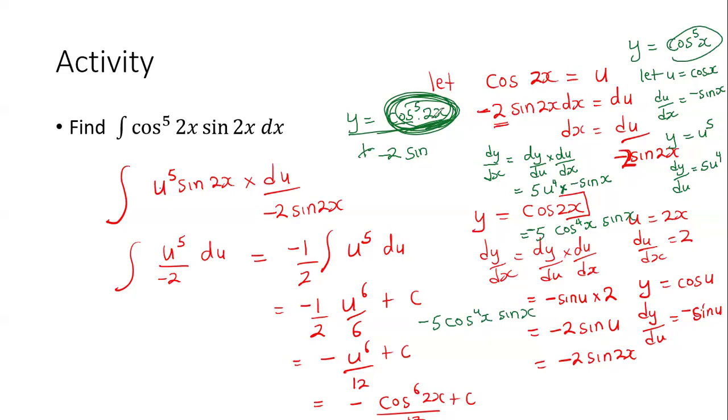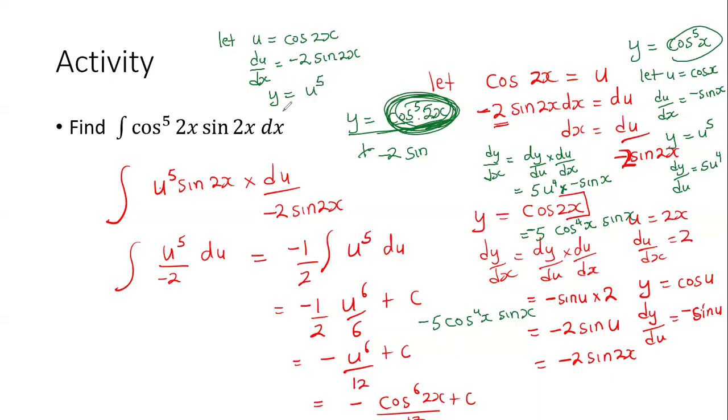Now, if there is an angle here, which is 2x, then you also need to learn how to handle it. Let u equal cos of 2x. Then du dx, when you differentiate cos 2x, you get negative 2 sine of 2x. Hope that is okay.